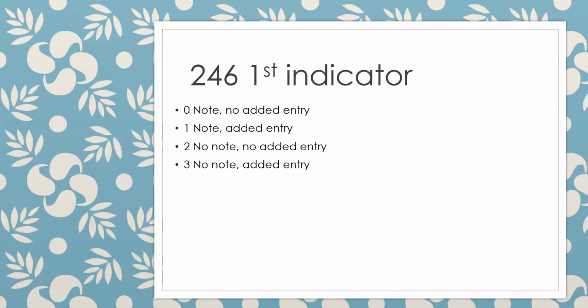Okay, so for the first indicator 2, no note, no added entry, use if the variant title is not needed to display as a note or a title access point. First indicator value 2 is unlikely to be used in field 246. Prefer use of value 3. So value 3 is no note, added entry.